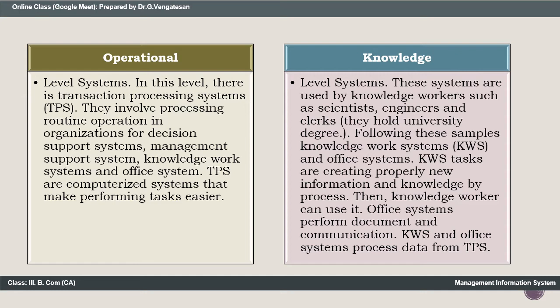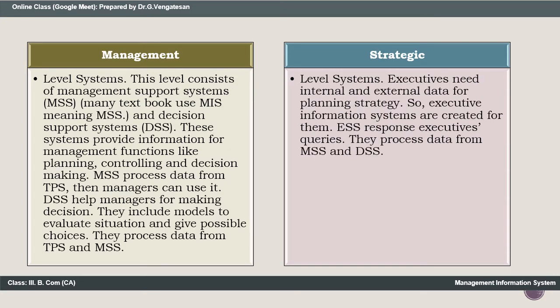It is purely used for skilled persons. And the third one, management. This is also coming under the level management. This level consists of management support system. Many textbooks use MIS to mean MSS, and decision support system. These systems provide information for management functions like planning, controlling, and decision making. Management support system processes the data from the transaction processing system, which the manager can then use. Decision support system helps managers make decisions. They include models to evaluate the situation and give possible choices. They process data from the transaction processing system and management support system.